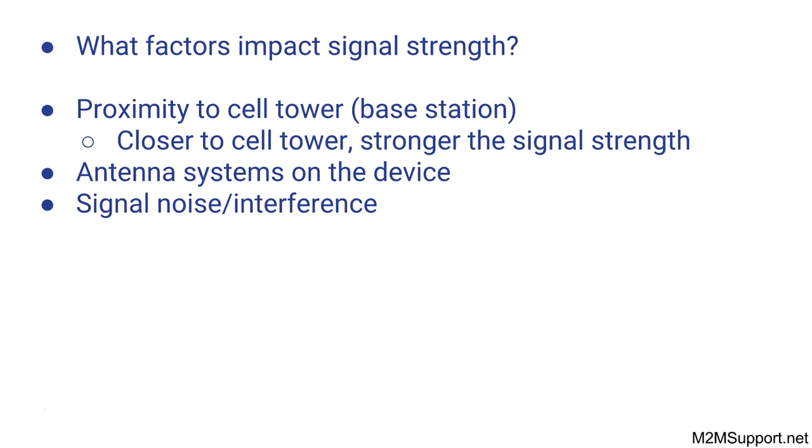So what factors impact the signal strength? Obviously, the closer to the cell tower, the stronger the signal strength is going to be. The antenna system on the device determines the signal strength that the device can realize. And any noise or interference on the signal, especially if you're in an elevator or within a metal enclosure, is going to impact your signal strength.